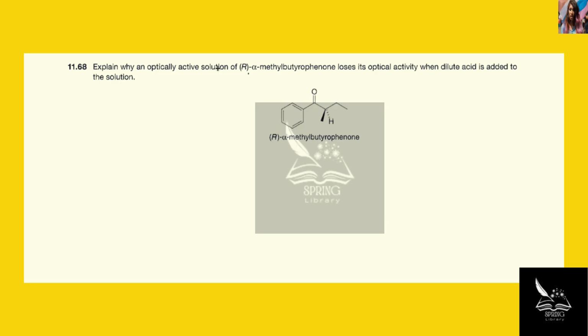Today we're doing chapter 11, problem 68, and this question asks us to explain why an optically active solution of this R-alpha-methylbutyrophenone loses its optical properties when dilute acid is added to the solution. So let's use this as a starting material and see what happens when we add a solution of dilute acid.